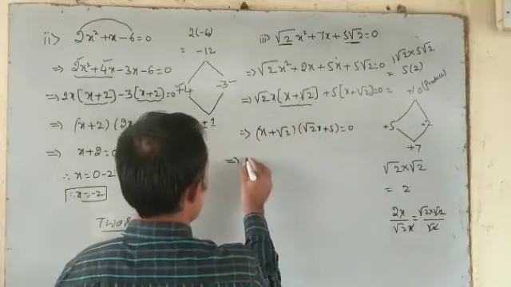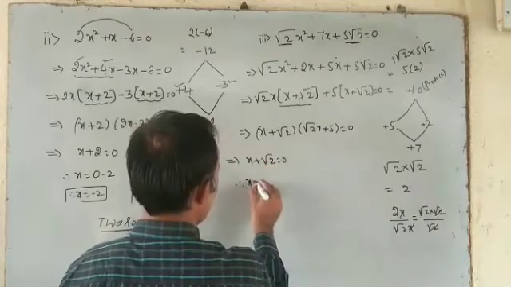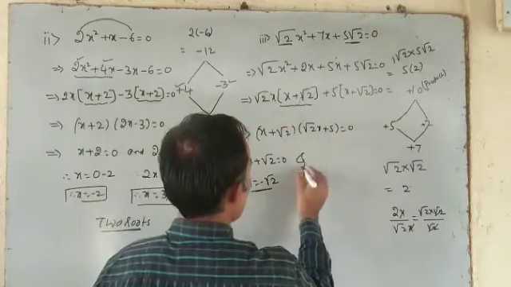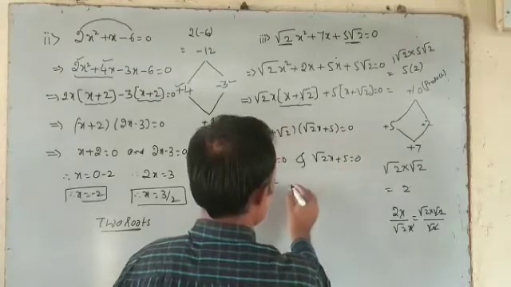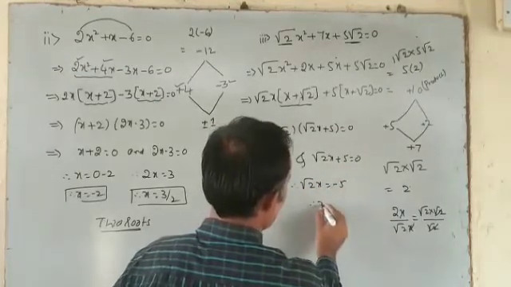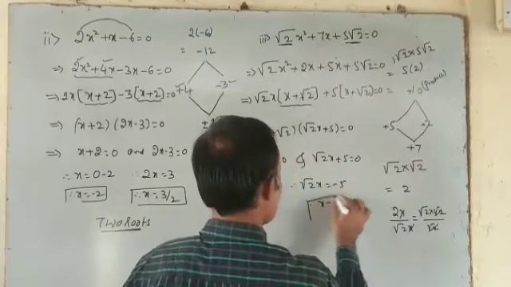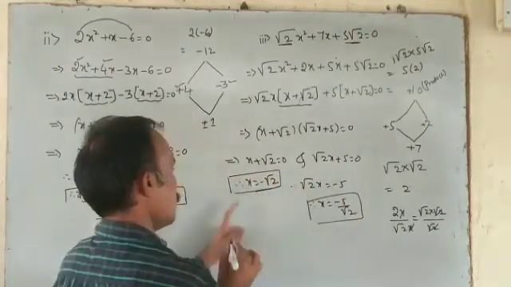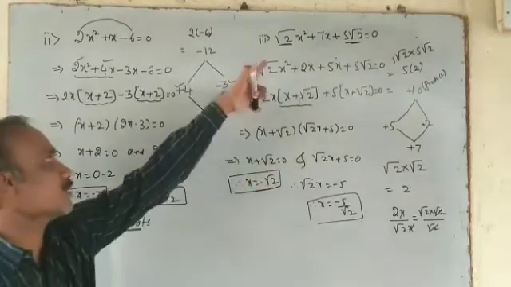Next consider one by one. x plus root 2 is equal to 0, therefore the value of x is equal to minus root 2. This is one solution. Another solution: root 2 into x plus 5 is equal to 0, therefore root 2 into x is equal to minus 5, therefore x is equal to minus 5 divided by root 2. This is very important: the quadratic equation has two roots, so these two are the roots of the quadratic equation.